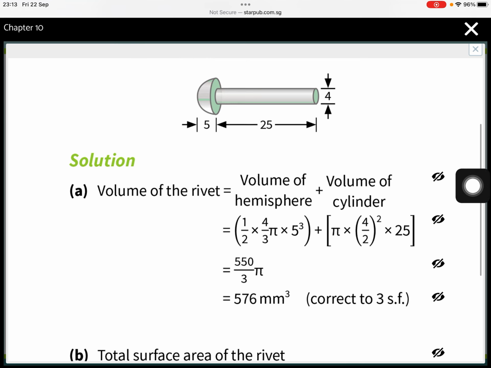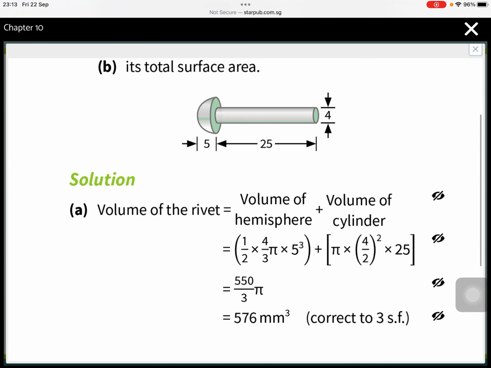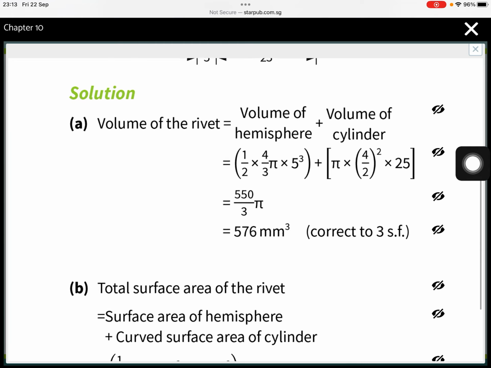So area of circle is pi r square. So over here will be just pi 5 square. Then cylinder, just now I already said it will be 2 pi r times h, where 2 pi r actually is the circumference. So you have 2 pi r, the circumference, times h, which is this height. Basically you get a rectangle.